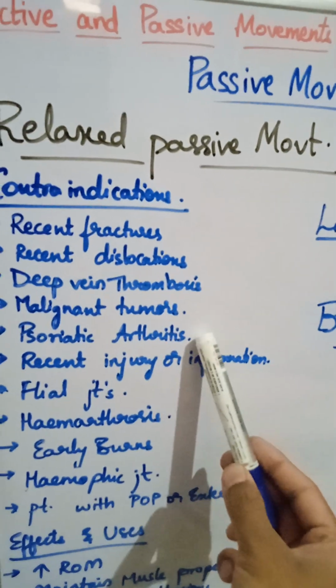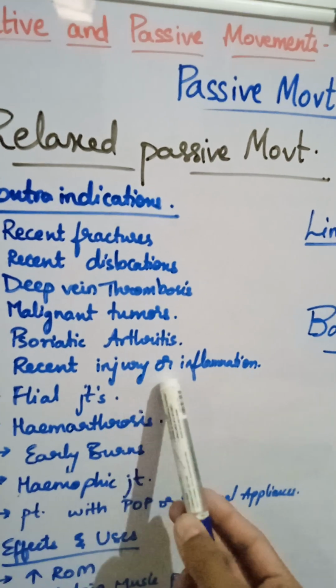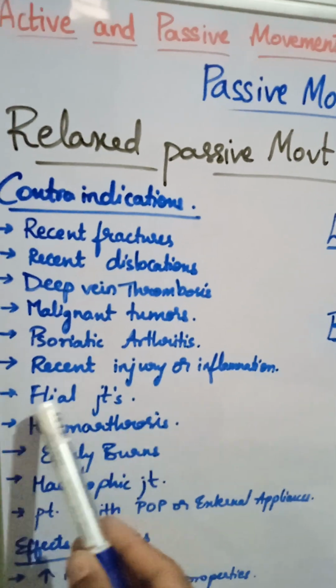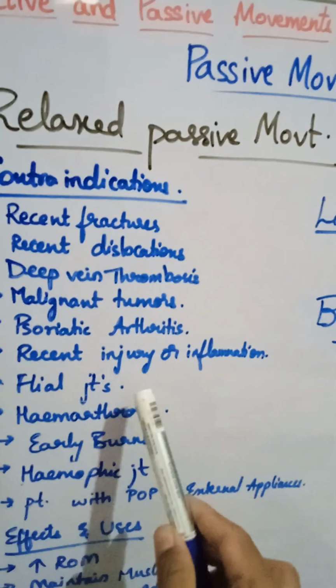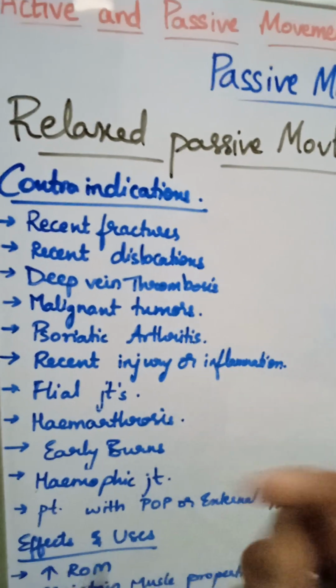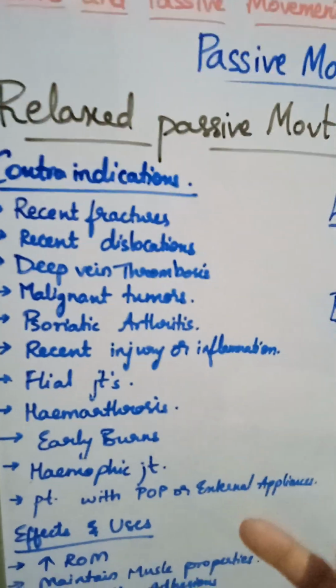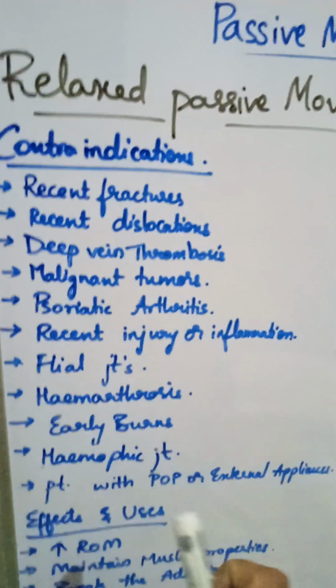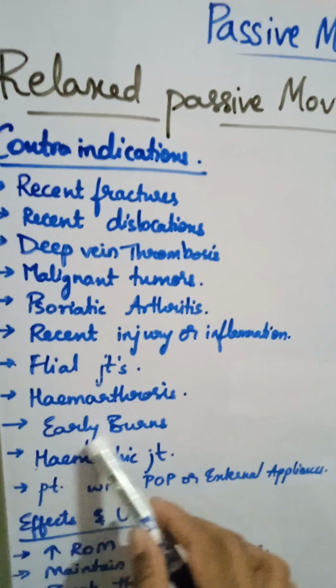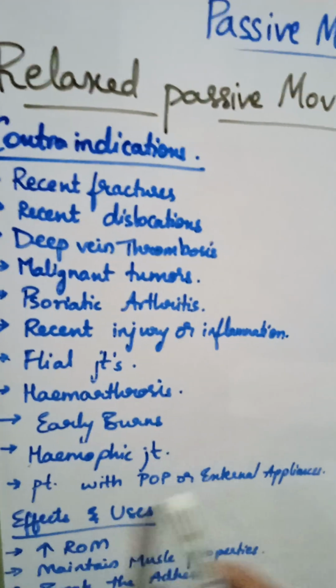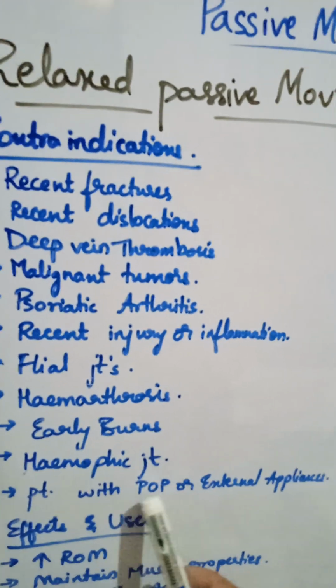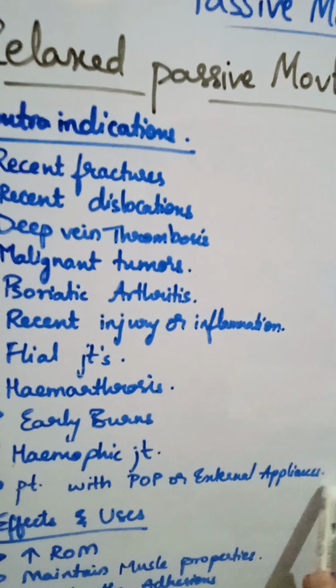Malignant tumors, psoriatic arthritis, recent injury or inflammation, flail joints. In case of flail joints, the therapist should have more consciousness. That means he should take more care when he's dealing with the flail joints. And hemarthrosis, early burns, hemophilic joints, patients with POP, that is plaster of Paris, or external appliances.